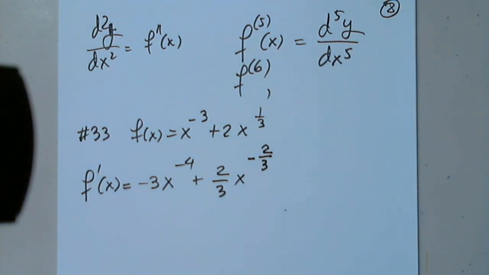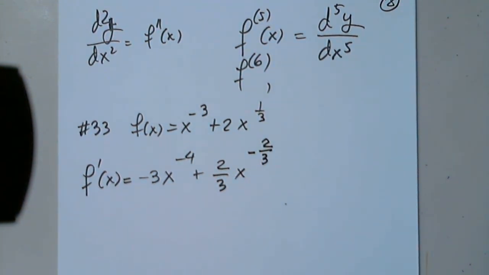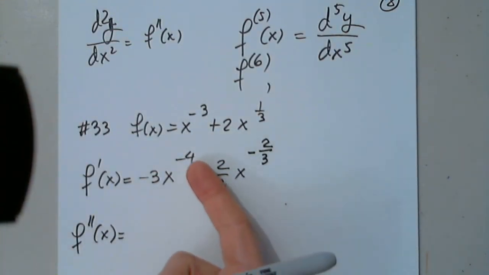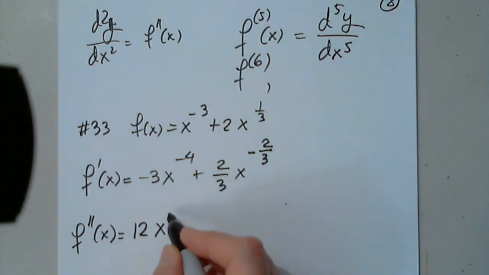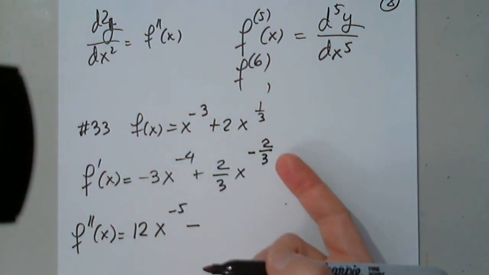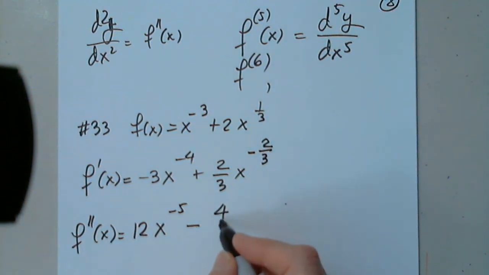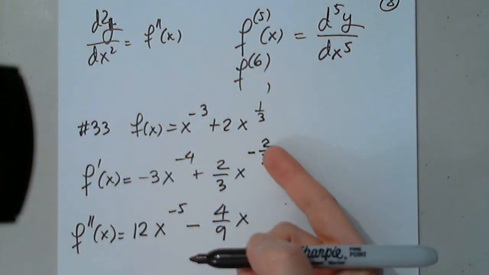There are not too many nice problems in this book. They're all ugly like that. Second derivative. Bring down the power, subtract 1 from the power.